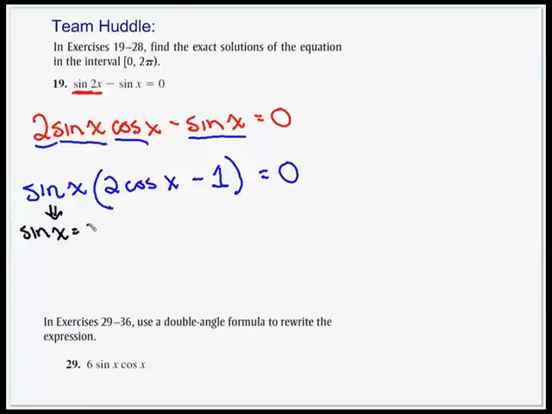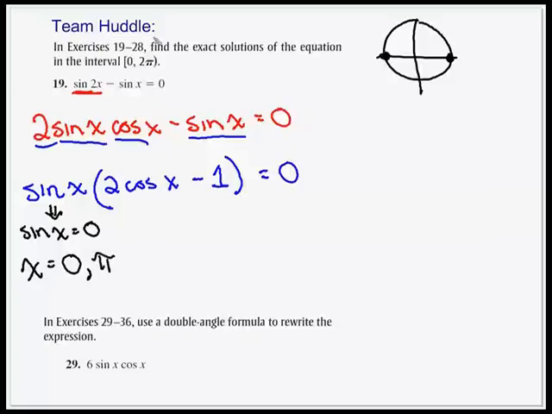Sine of x equals 0. Remember, sine is y values on the unit circle. So where does y equal 0? Right on the x-axis at 0 and pi. So this happens at x equals 0 and pi. And here we're just restricted to the interval from 0 to 2 pi, including 0, but not including 2 pi.